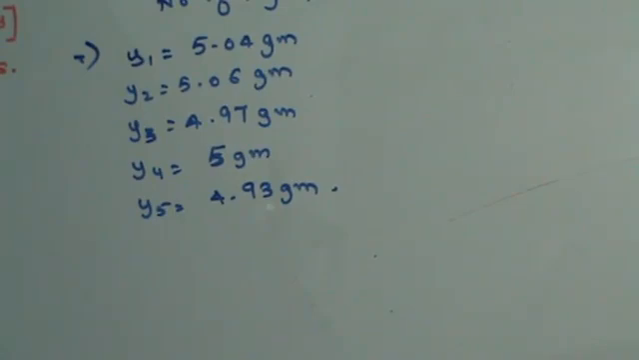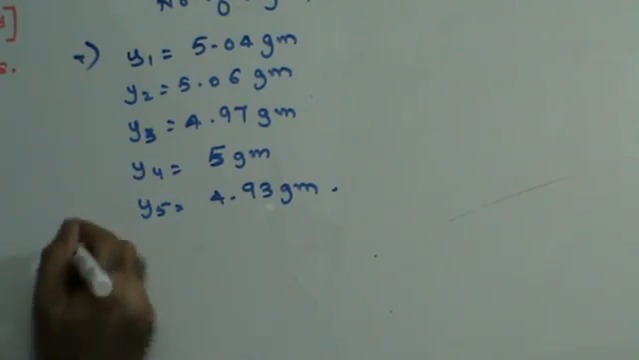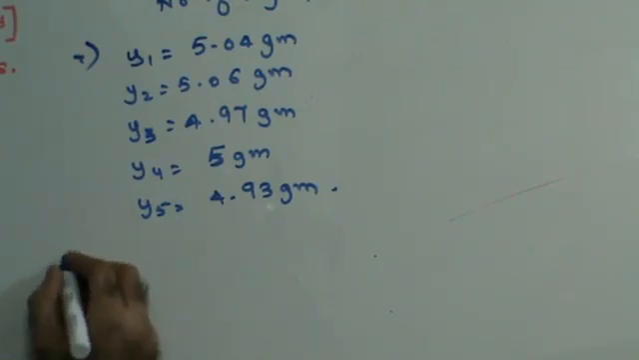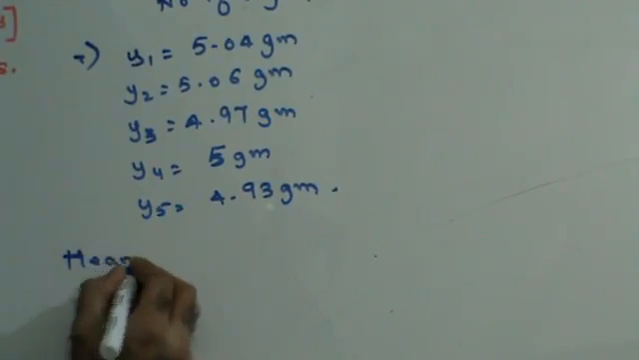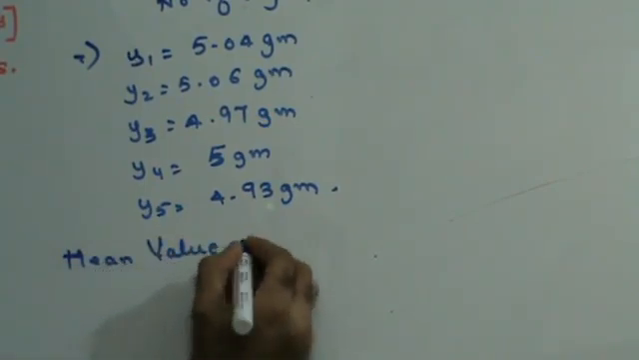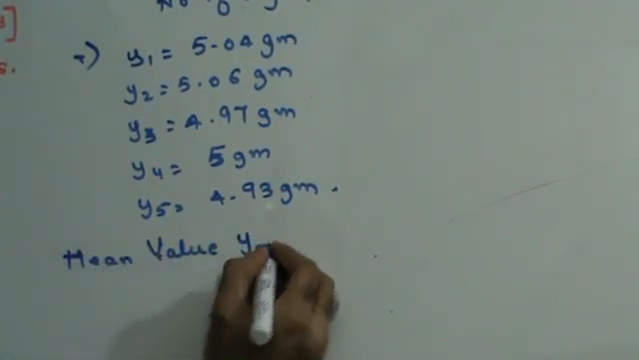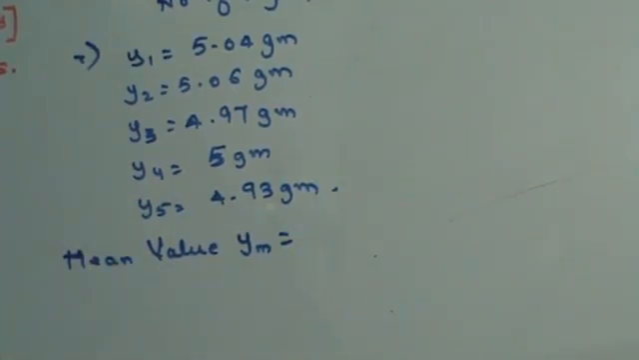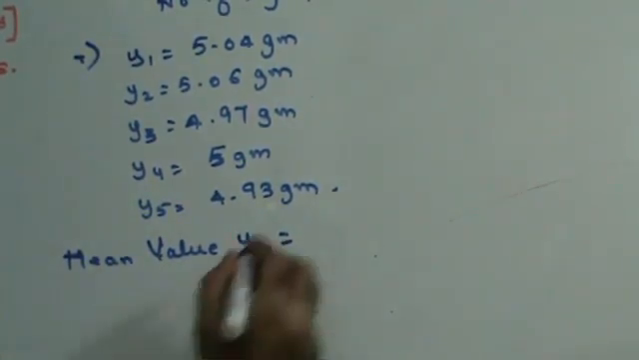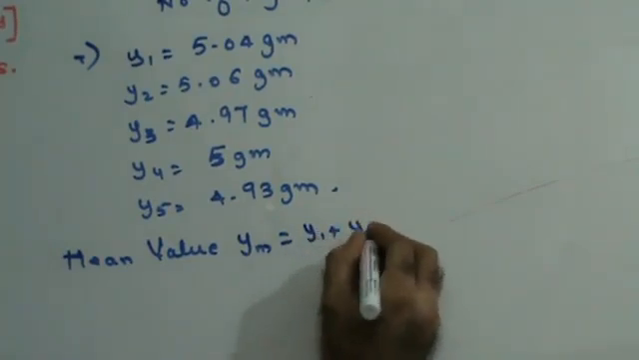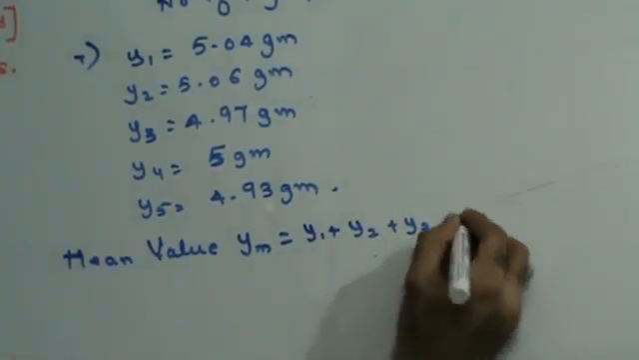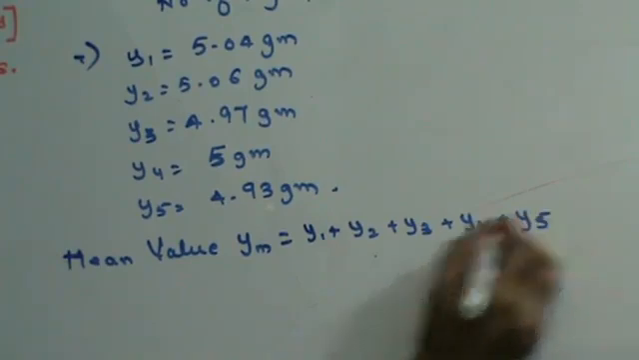Right, first let's find out the question. Why did I use y? You could have used anything else, anything you want. I felt like using y, that's why I used y. No specific reason. Now, first let's find the mean value. How do you find the mean value? I'll represent that as ym. Mean is the addition of all the numbers divided by the number of numbers: y1 plus y2 plus y3 plus y4 plus y5 upon 5.